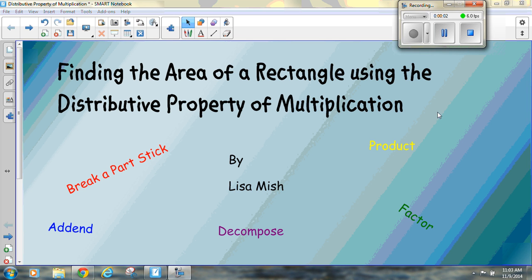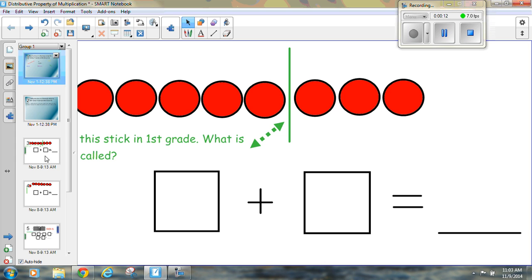Hi, my name is Lisa Mish, and today we are going to discuss finding the area of a rectangle using the distributive property of multiplication. First, we're going to talk about something you learned in first grade.